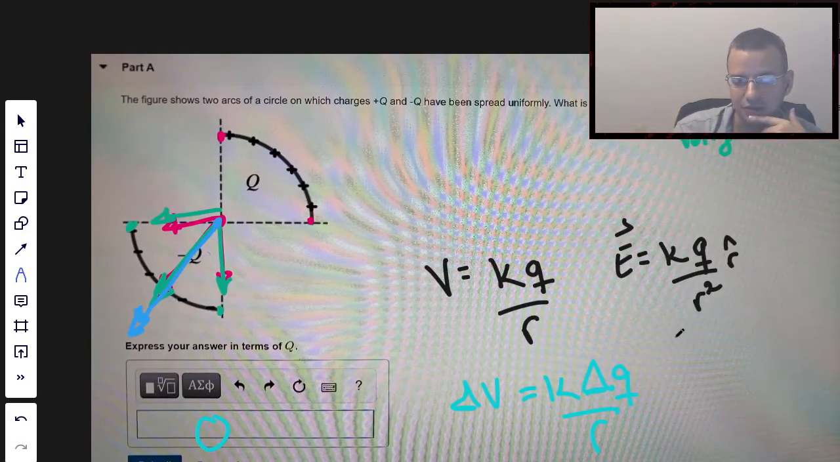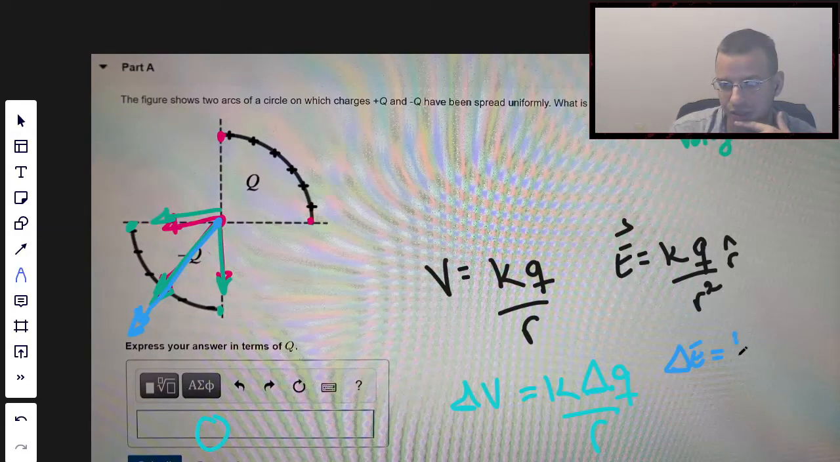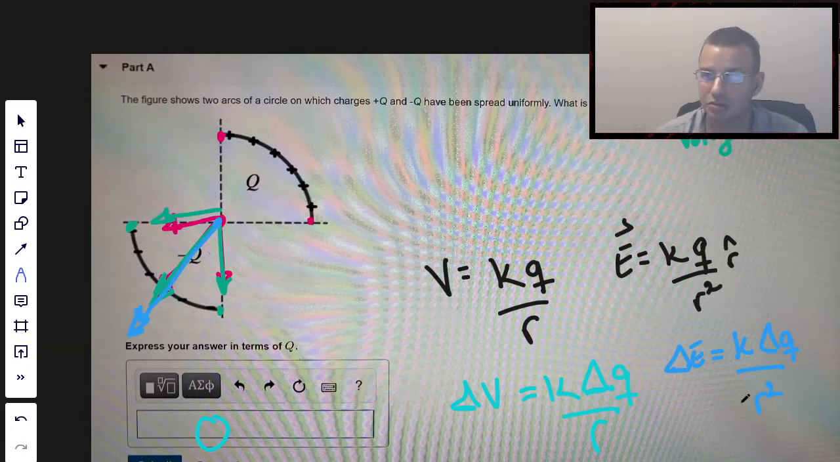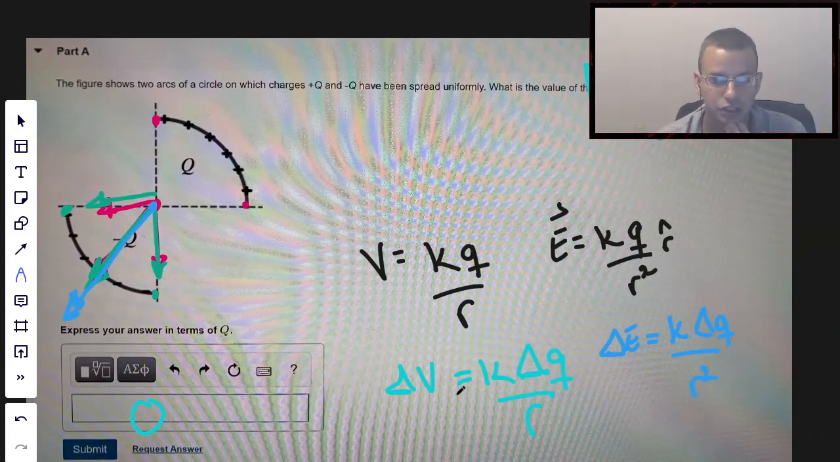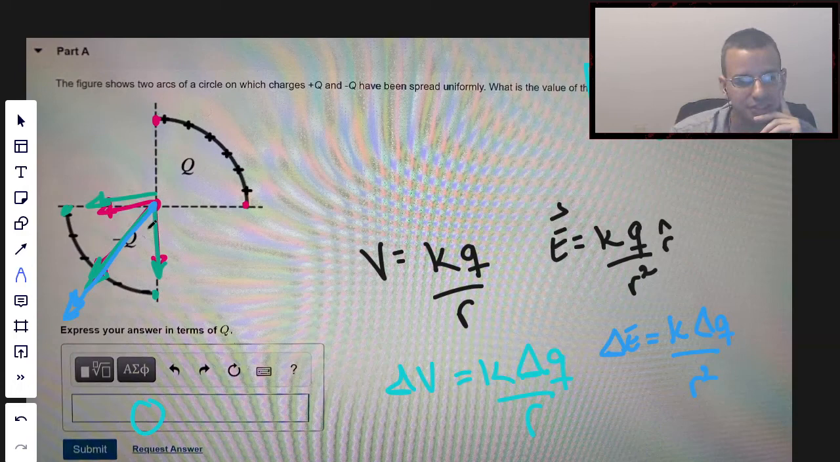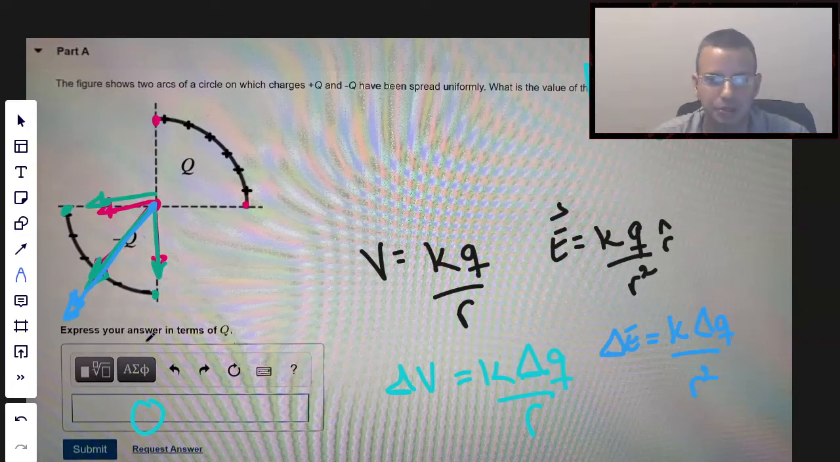We'd say that a small bit of electric field equals K delta Q over R squared. We do the integral of both sides. We can factor out the K and the R squared. And then we'd have to do a sine cosine thing to find out everything that canceled, but it'd be totally possible as well. So that's how we do that problem. Kind of a trick question.